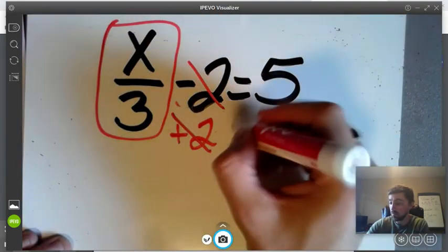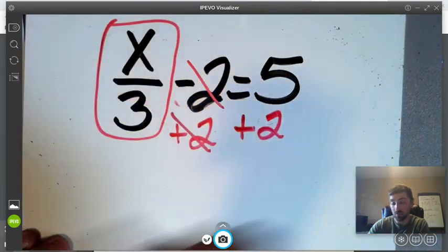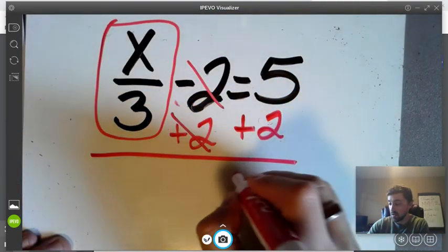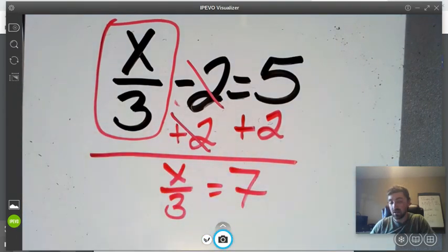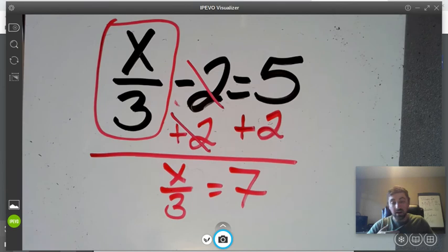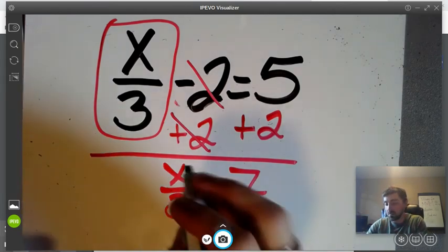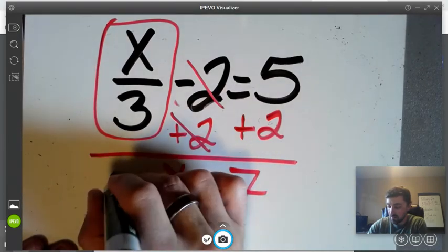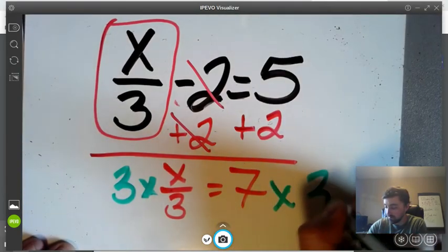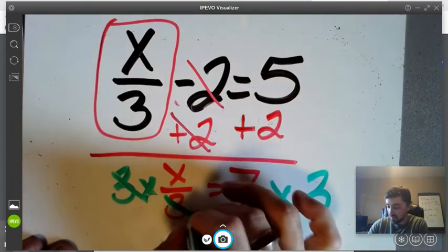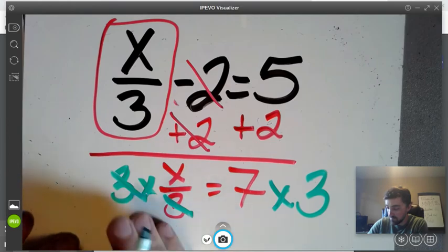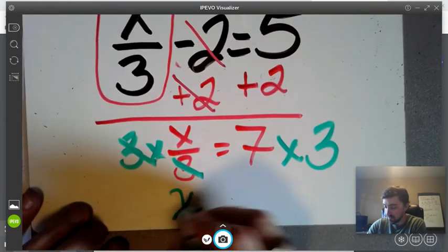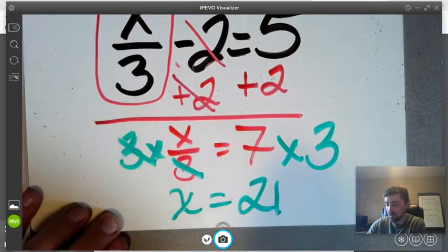They cancel out. We add 2 to the right side because we want to balance. And all of a sudden, we have x over 3 is equal to 7. Now we identify if it is being multiplied or divided. It is being divided, so we want to do the opposite. X divided by 3 times 3, both sides, because we want to keep it even. 7 times 3 is 21. Oops, sorry. X is equal to 21.